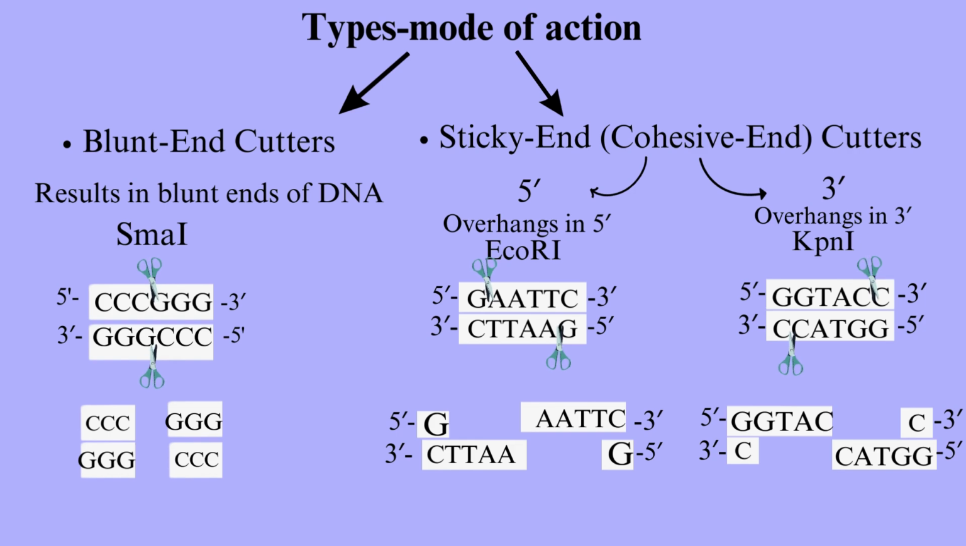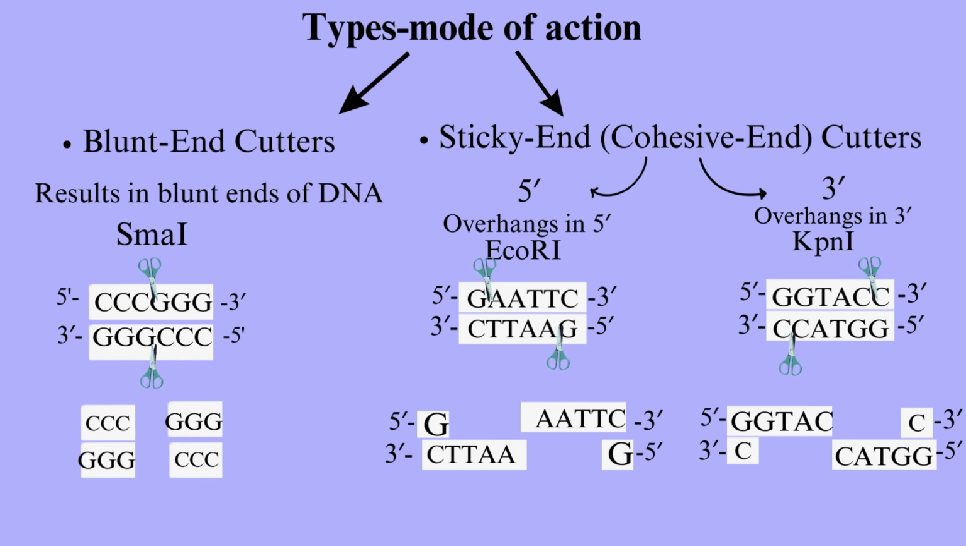Blunt end cutters cut both DNA strands at the same position within their recognition sequence, resulting in blunt ends where there are no overhanging nucleotides. For example, let's see about SmaI. It recognizes the sequence CCCGGG, and it cuts between C and G and produces blunt ends.